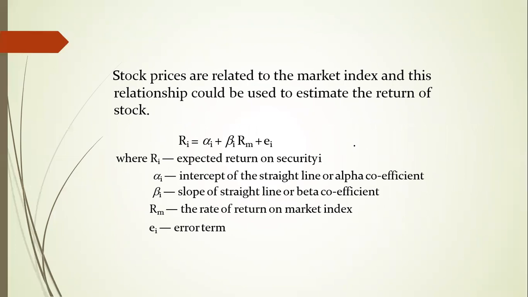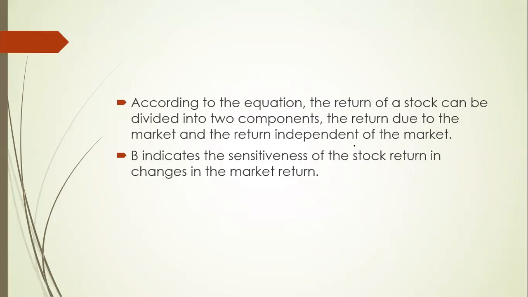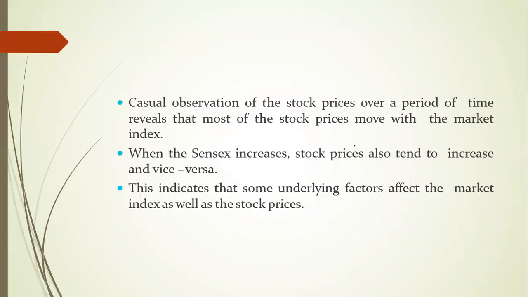The formula used to calculate this is Ri, the expected return on security i, equal to alpha, which is the intercept of the straight line, or alpha coefficient, plus beta, the slope of the straight line, or beta coefficient, times the market return Rm, plus ei, the error term. According to the equation, the return of the stock can be divided into two components: the return due to the market and the return independent of the market. Beta indicates the sensitivity of the stock return to changes in the market return. So this is about the Sharpe model. Problems we will solve in the classes.